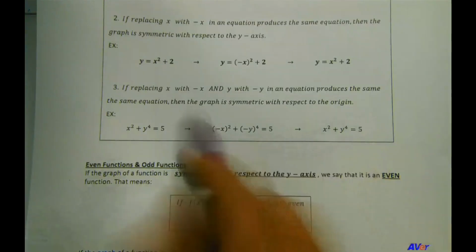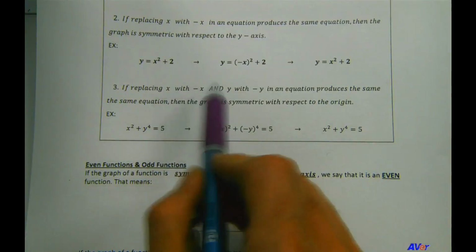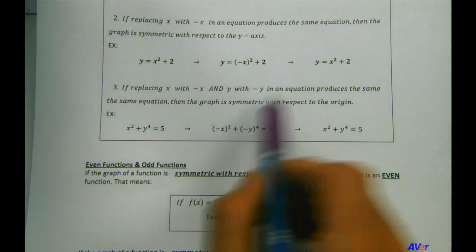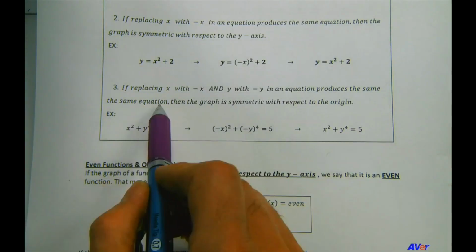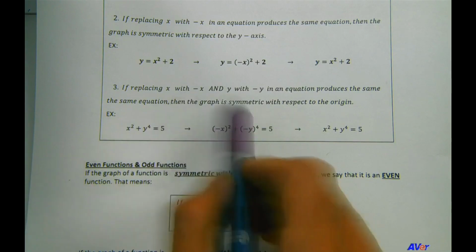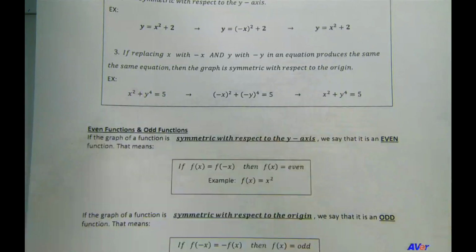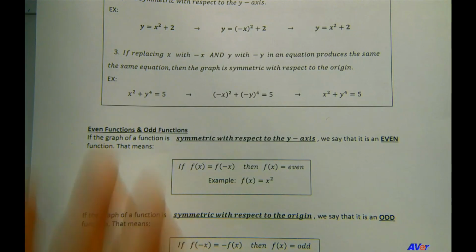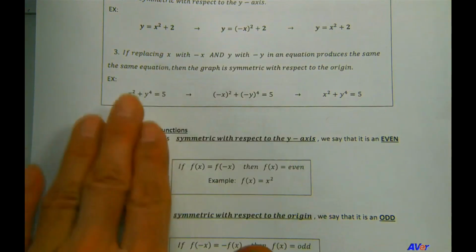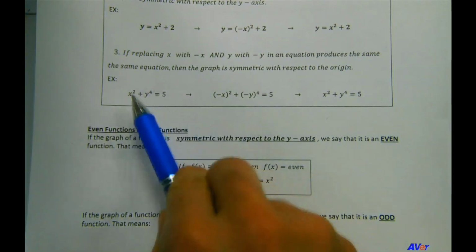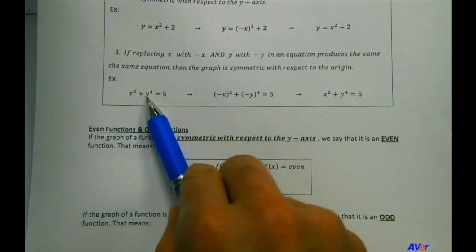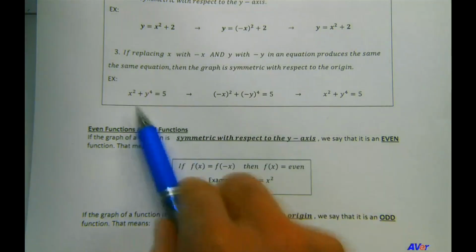Now, if we replace x with minus x and y with minus y in an equation and it produces the same equation, then the graph is symmetric with respect to the origin. And this is an example of that. You can actually, on scratch paper, just disregard what I have, start with this, replace x with negative x and y with negative y, and simplify, and see if you get that.